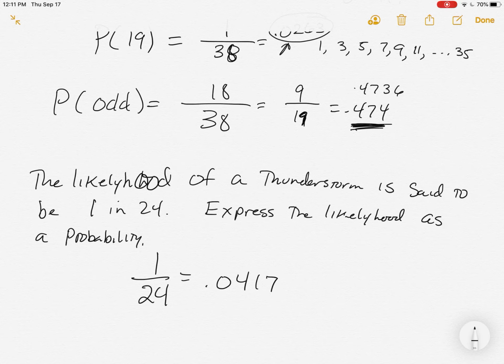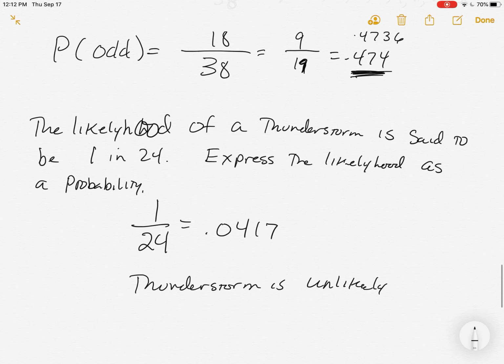So would it be unlikely to have a thunderstorm? Is an occurrence of a thunderstorm unlikely in terms of this? Yes, because it's less than 0.05. So a thunderstorm is unlikely. I know they didn't ask that, but we might as well follow up, because the probability that it happens, 0.0417, is less than 0.05. You are going to be unlikely if your probability is less than 0.05. So that should help guide you through this section.